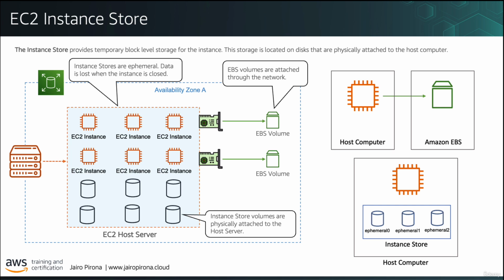But if there is some kind of failure in EC2, if the host server fails, for example, your data will be lost. Whereas with EBS, the data is persistent, so it will be there when you reconnect to your volume. Also note that, to use Instance Store volumes, you must use a supported EC2 instance type. You will find the long list of supported instances in the AWS documentation.